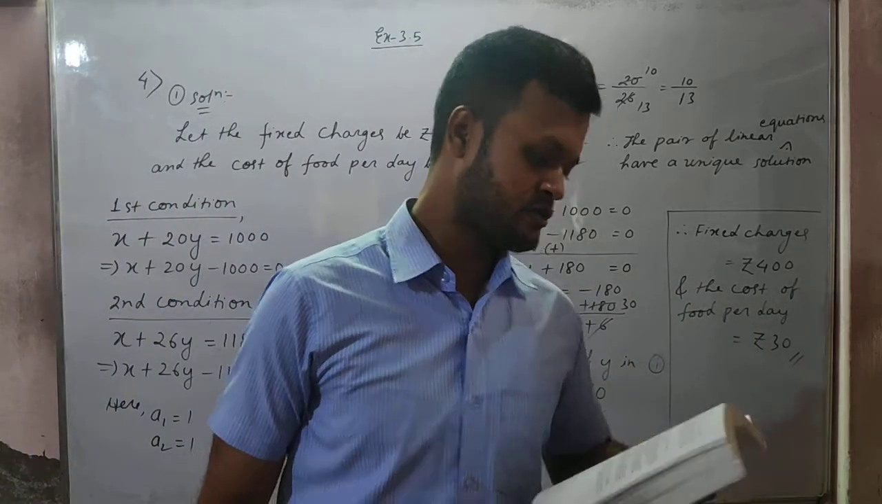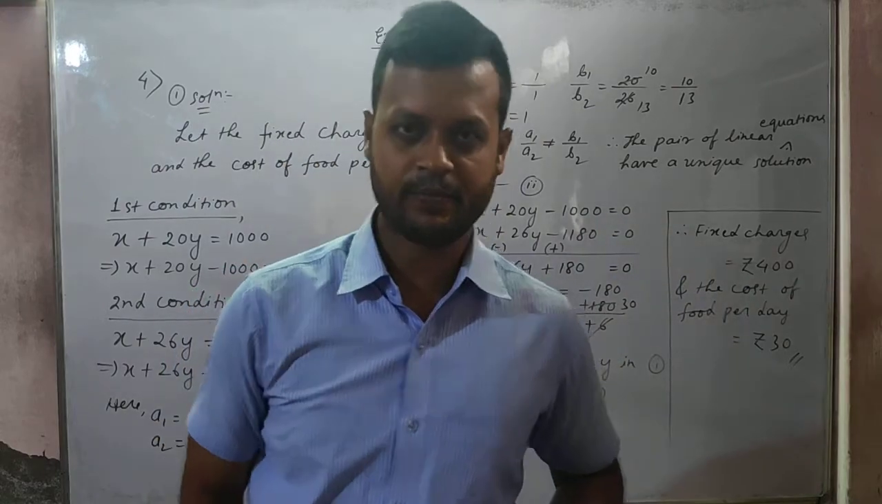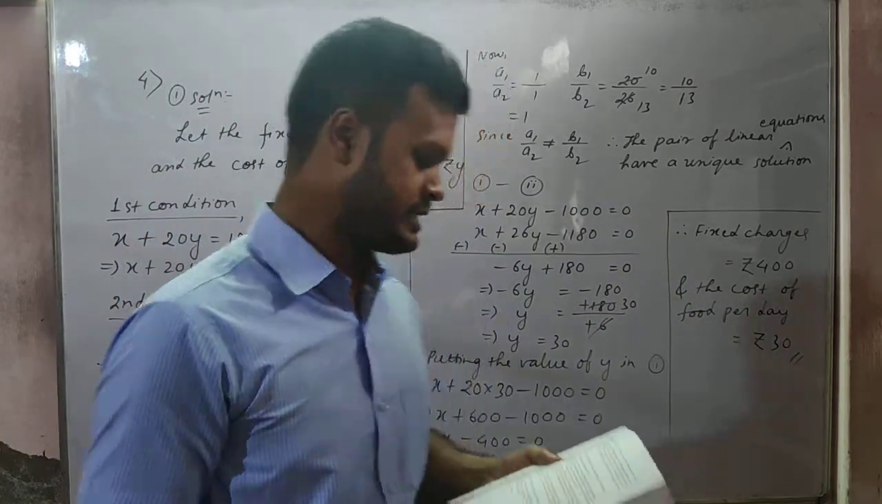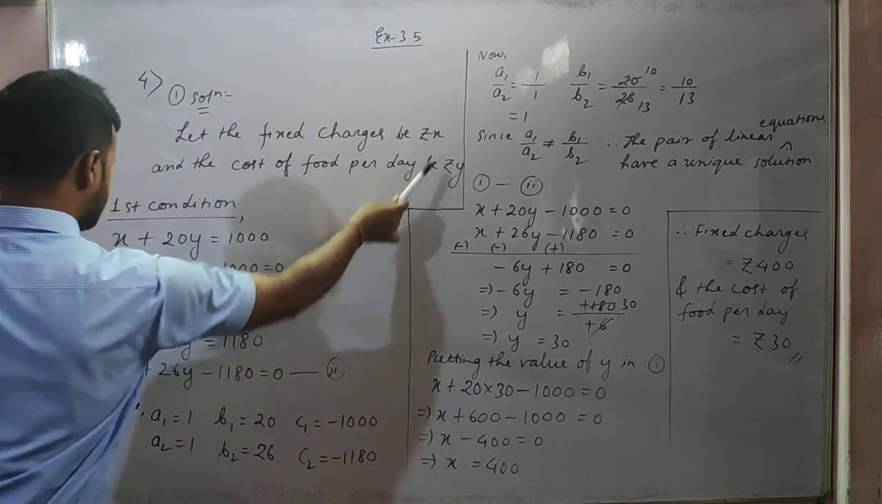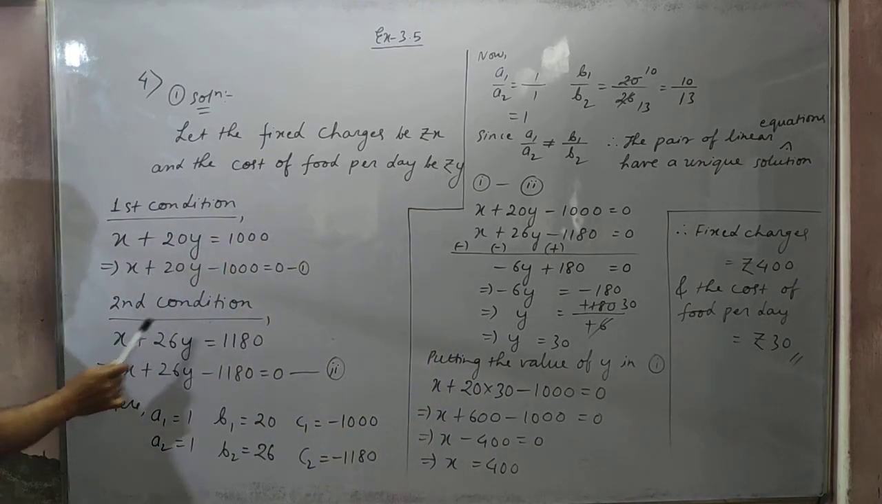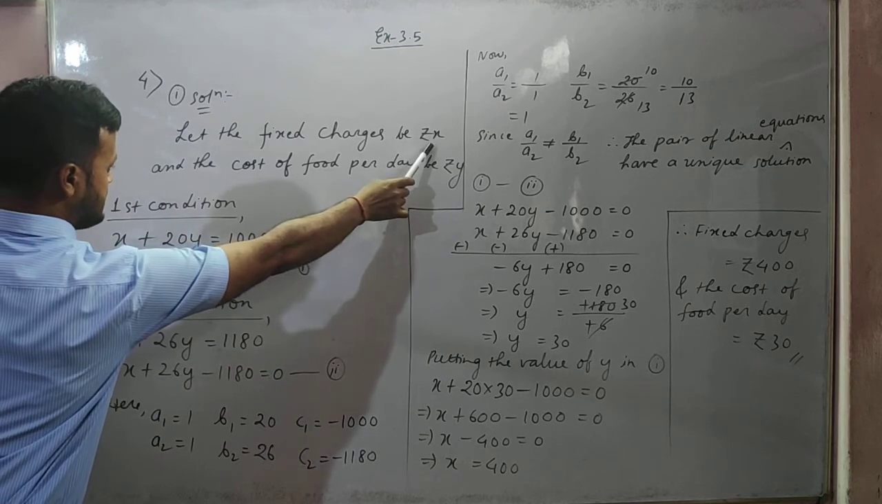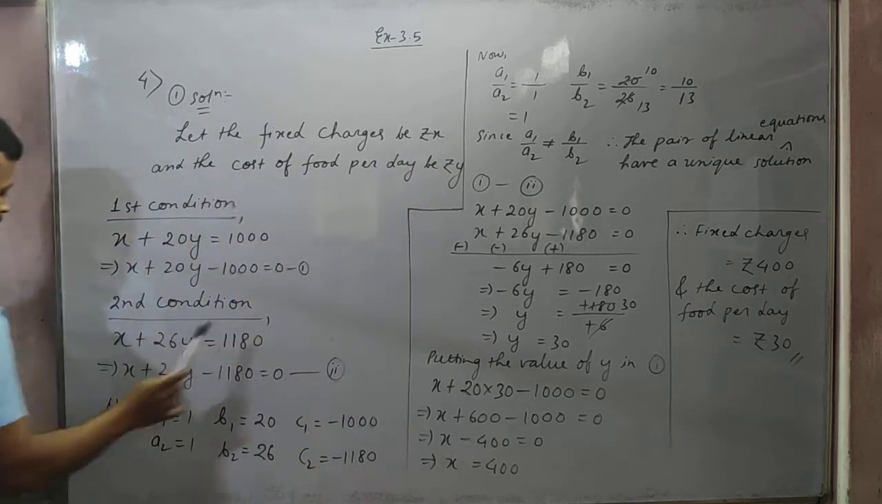Second condition. Whereas student B has taken food for 26 days. And what is the fixed charge, student? Fixed charge is x rupees, so write here x.